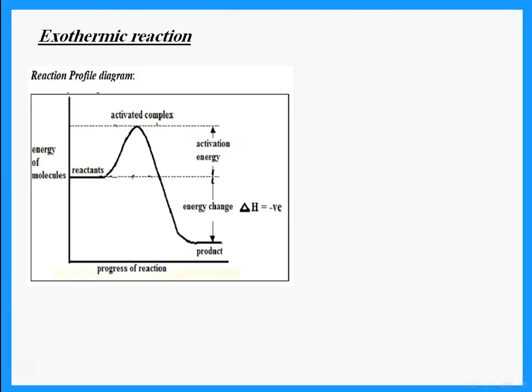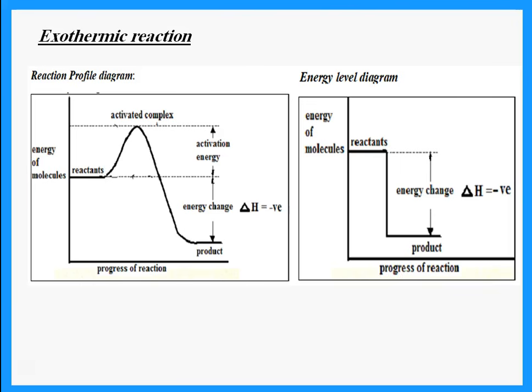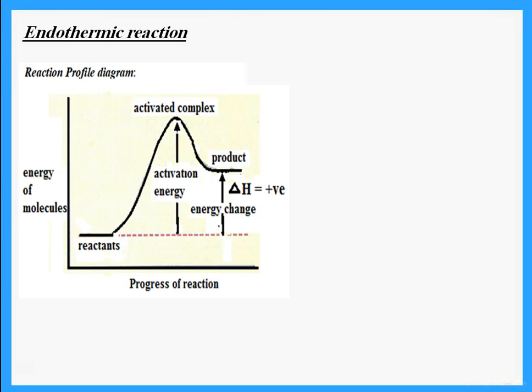Now, we include the activation energy if we're asked for a reaction profile, but if we're asked for an energy level diagram, we just show where the reactants and products are, and the difference between them is the delta H. Remember that if you're drawing this kind of diagram for a specific equation, do not write the words reactants and products. You write what is actually reacting, such as hydrogen plus chlorine, and you write what the product actually is.